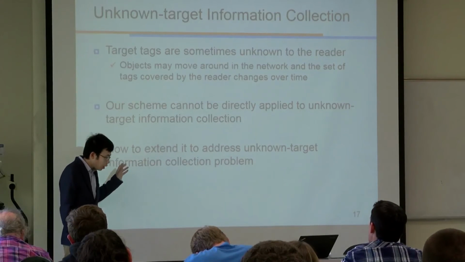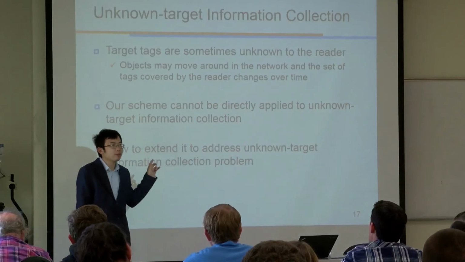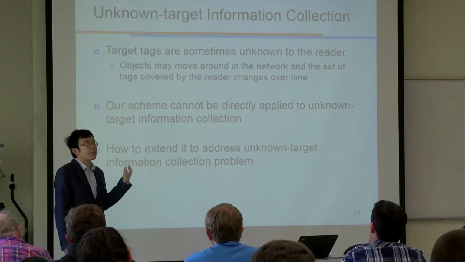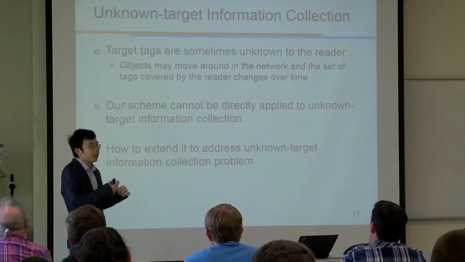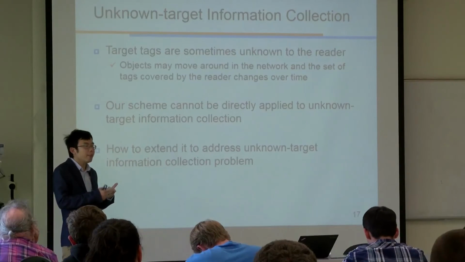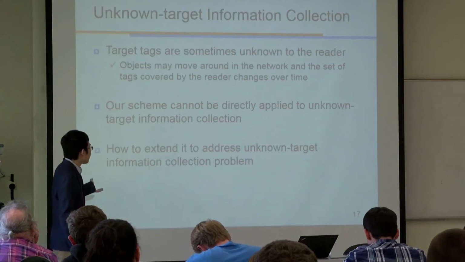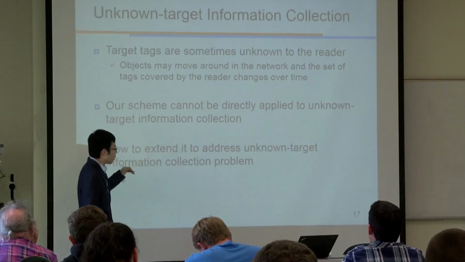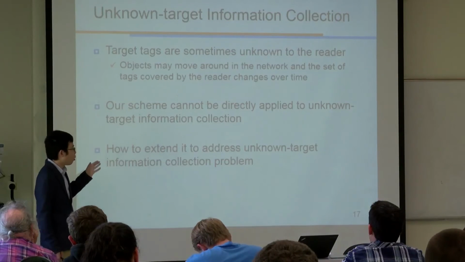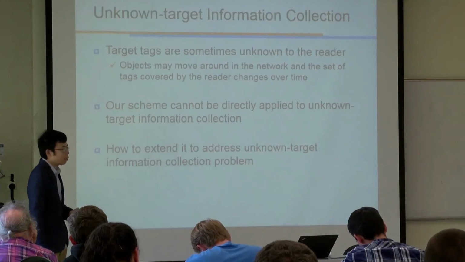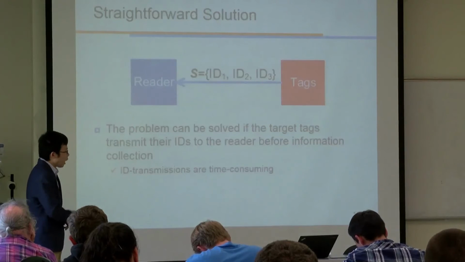But since our previous solution has several advantages, like we can avoid ID transmission and we can minimize the transmission clearance, here we want to extend our previous solution, or say develop another protocol based on the previous solution, to address this unknown target information collection problem. But how to do that?